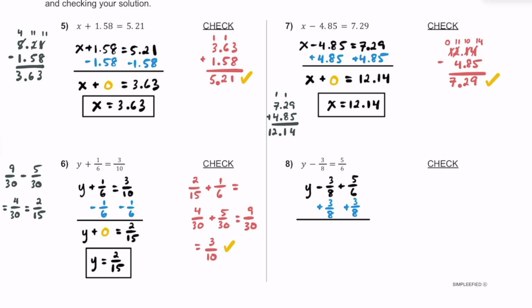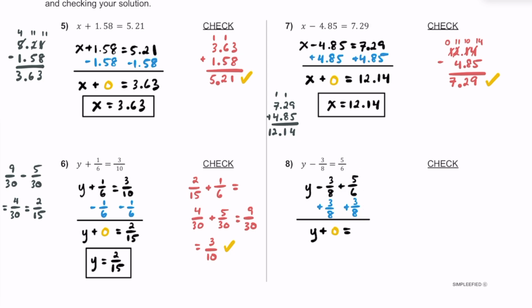All right, so why are we going to do that? Well, if we take a look here, these are opposites. Those opposites always make 0, so we're going to get y plus 0 is equal to, and then what's on the right side of the equation here? Well, on the right side we have 5/6 plus 3/8. Let's go ahead and figure out that.